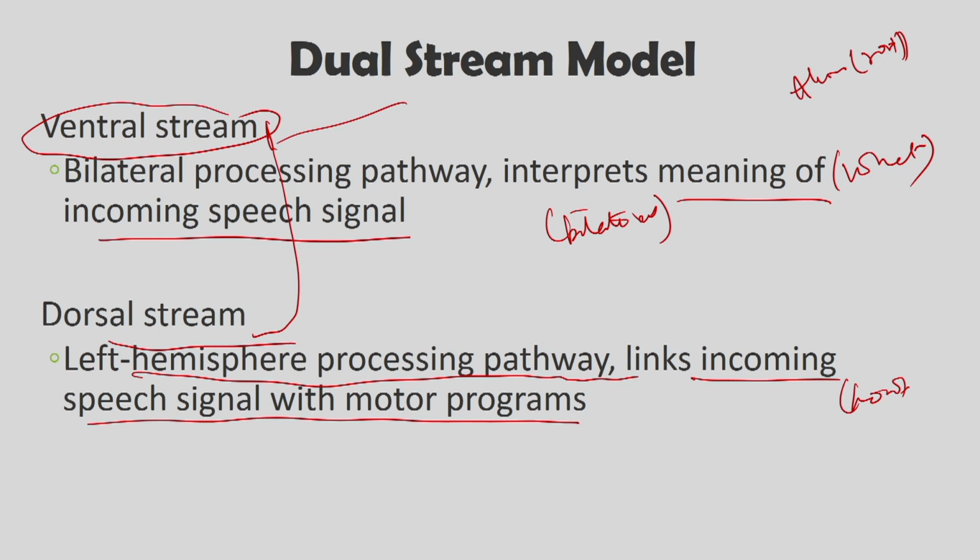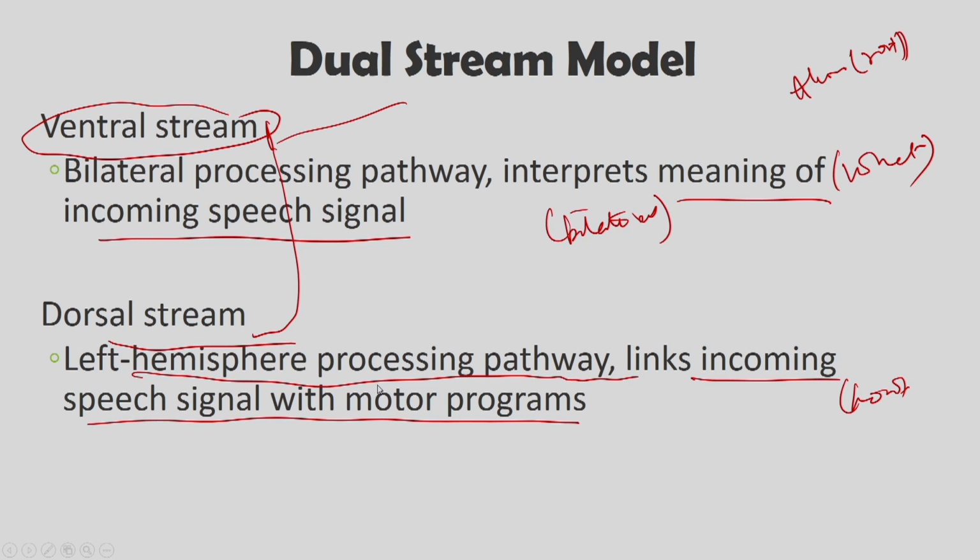So, what does it do? It links the incoming speech signal. The ventral stream makes the meaning of the incoming speech, and the dorsal stream takes this incoming speech signal and links it to the speech motor programs, so that it is known what should be said. So, something is said and your ear hears that, and the meaning of this speech is derived by the ventral system, but this speech is heard by the dorsal system, and it sends a somatosensory signal to the voice producing areas, the vocal areas, to articulate the next speech.